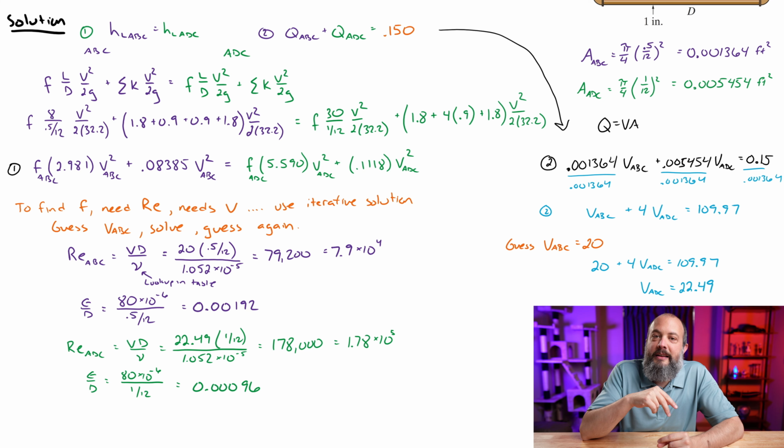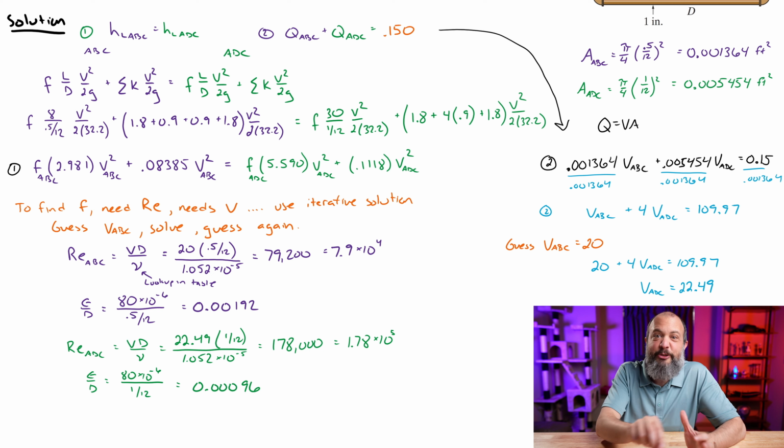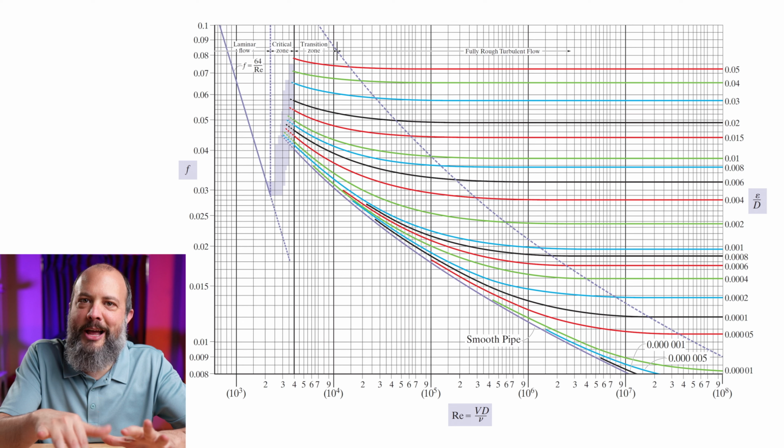So awesome, I guess that saved us like 10 seconds. And for these, the hardest part of the roughness coefficients is keeping track of how many zeros you have in front of your number. So 0.00192, just 2 zeros for the purple number. 0.00096, so 3 zeros for the green number. So jump over to the Moody diagram.